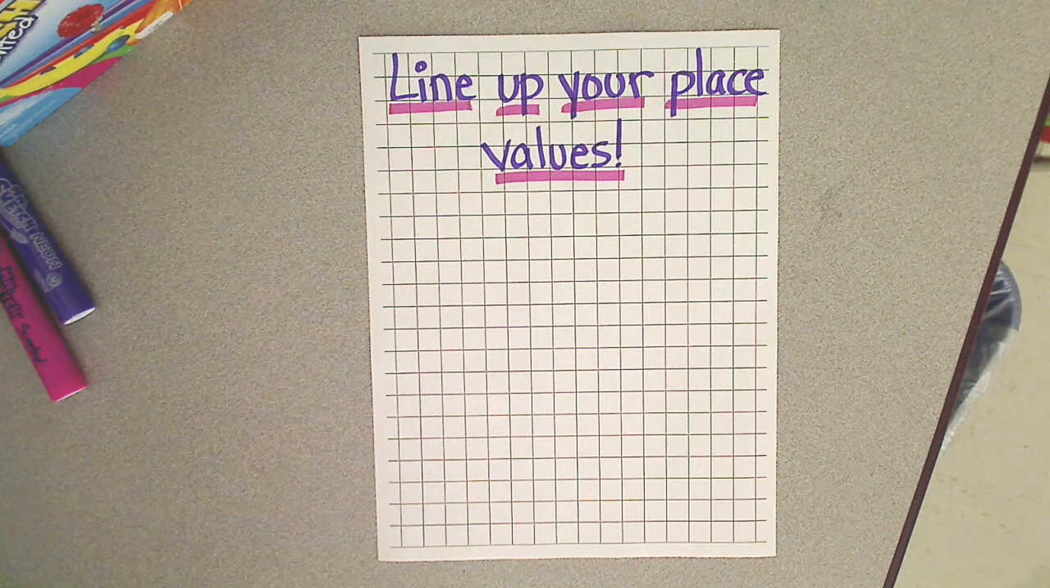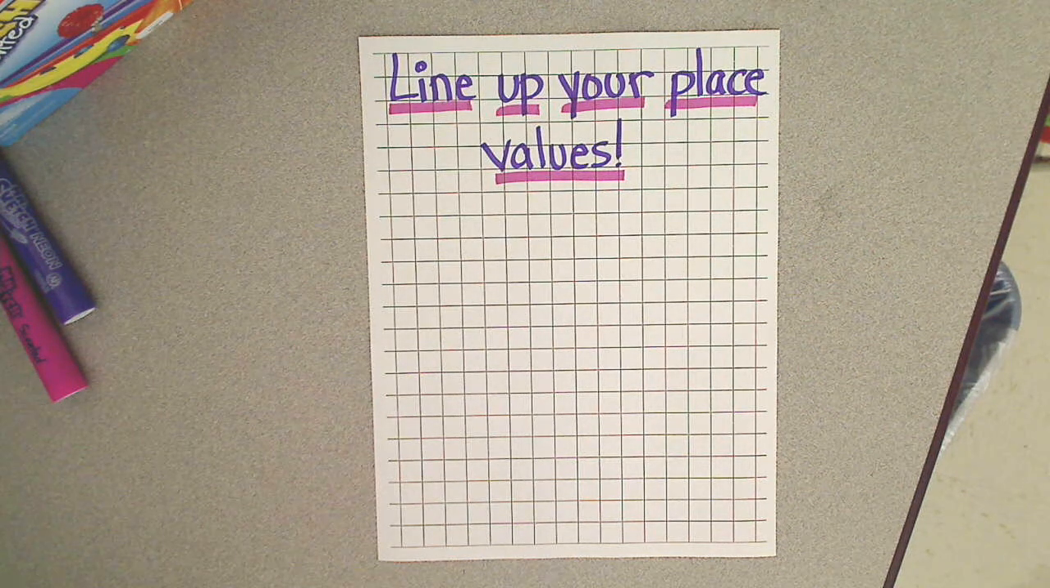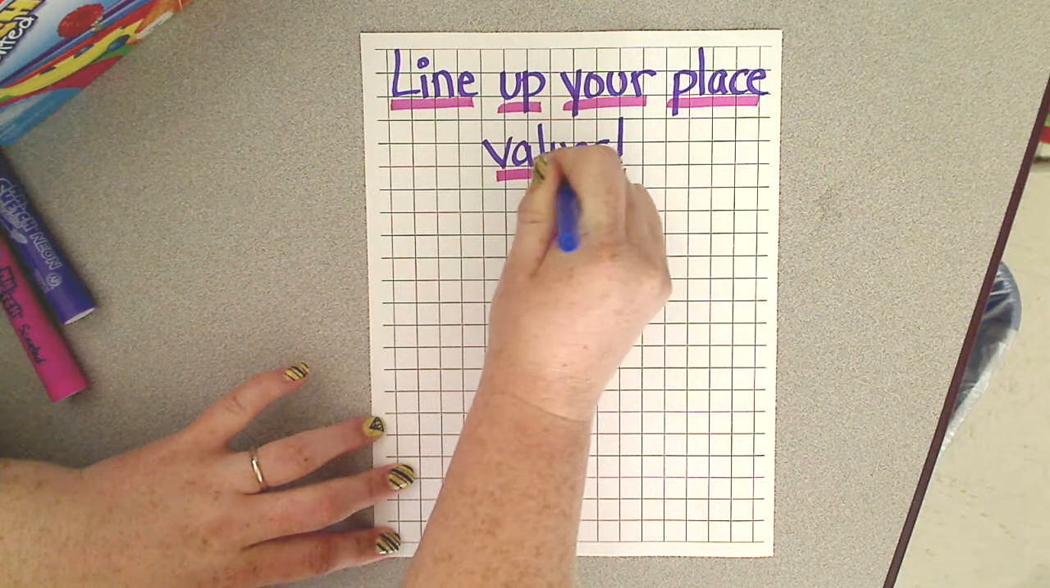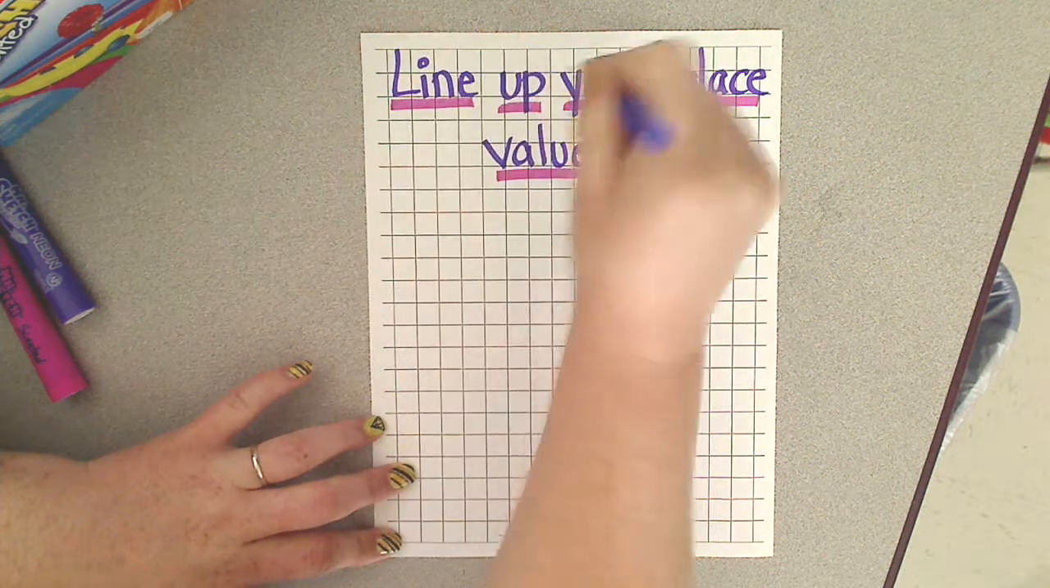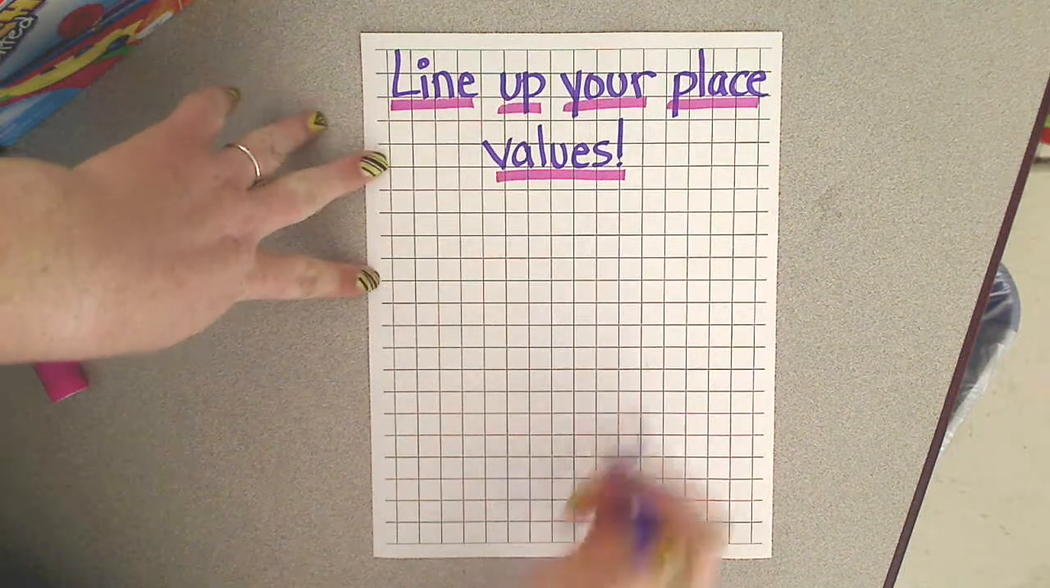Today, we are going to be talking about subtracting decimals. Now, just like adding decimals, you're going to hear me rant this all the time. Line up your place values. Hear it again. Line up your place values. I cannot say it enough. Let's look at our first example.